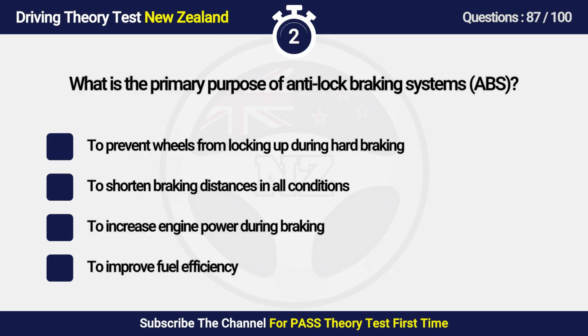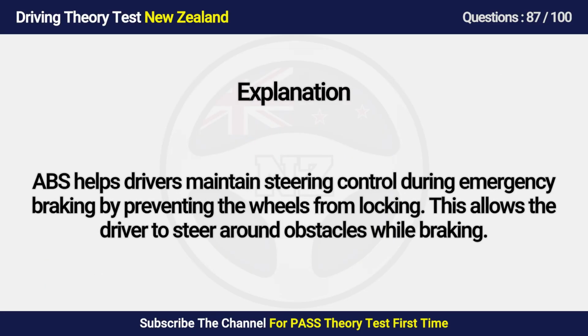Answer is A. To prevent wheels from locking up during hard braking. ABS helps drivers maintain steering control during emergency braking by preventing the wheels from locking. This allows the driver to steer around obstacles while braking.